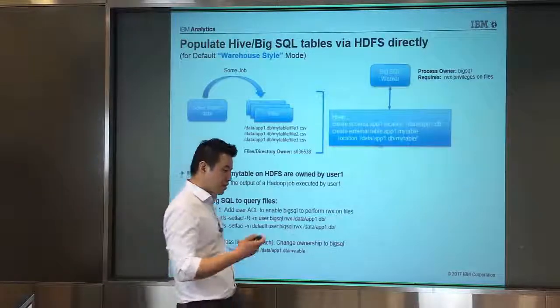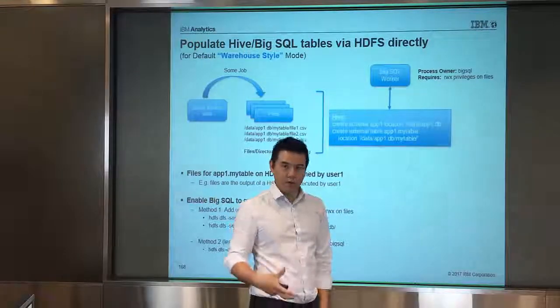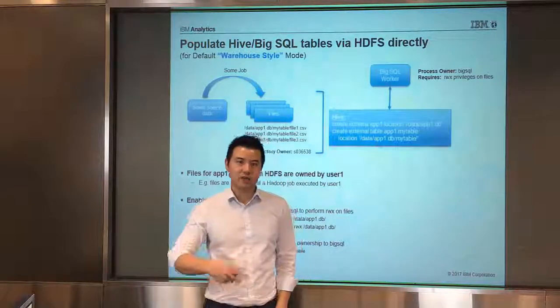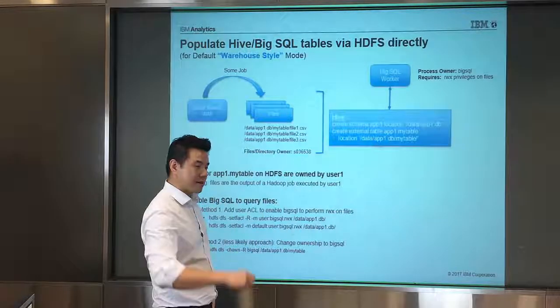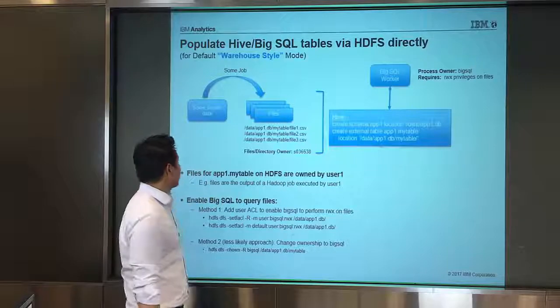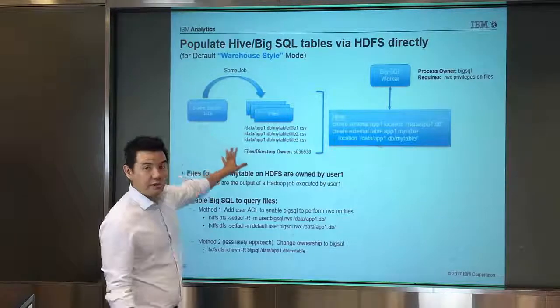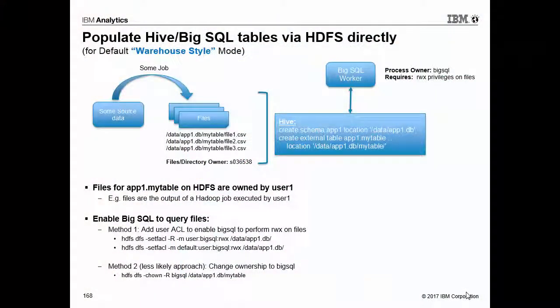Now, I mentioned before that you could also populate Big SQL manually. Maybe you're just putting stuff in HDFS or using some external data ingest framework. Maybe it's a Kafka ingest framework. So here's an example of how to do this, okay? You have some source data and you land it into HDFS as a set of files. Here I've got file 1, file 2, file 3 that make up a table called my table. And let's say that this owner is some user ID 036538.